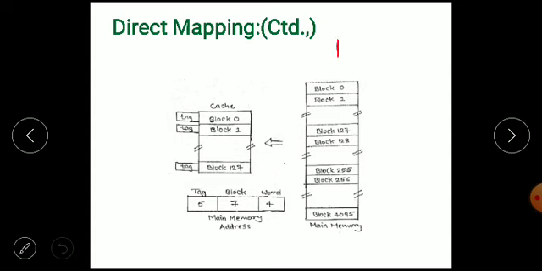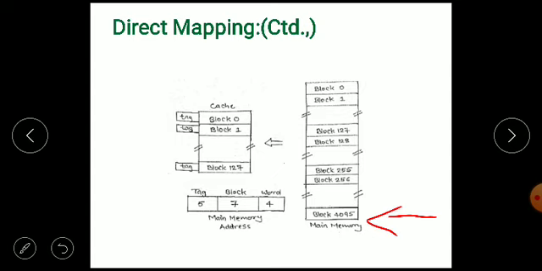This shows the main memory. In the main memory, the words are stored as blocks. Each block, for example block 0, contains 16 words. So each block will contain 16 words, and hence there are totally 4096 blocks in the main memory.